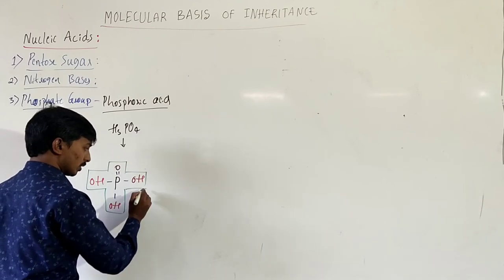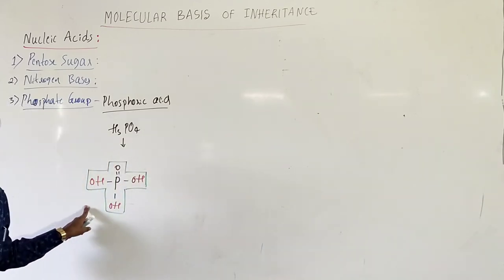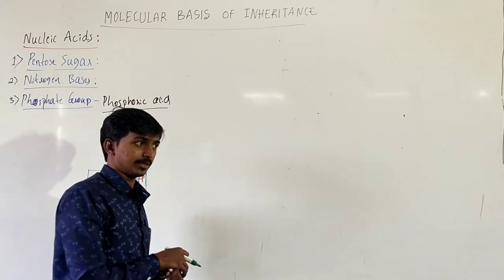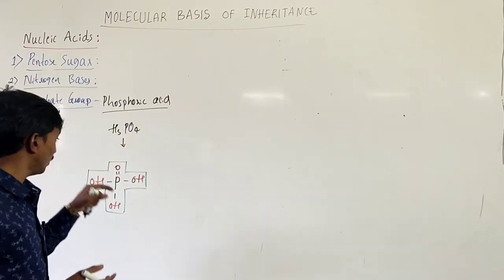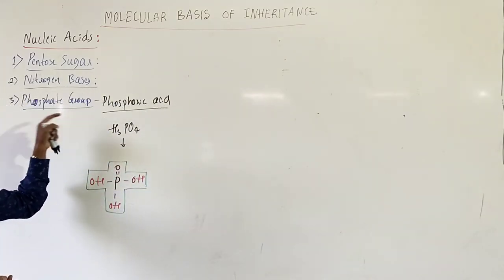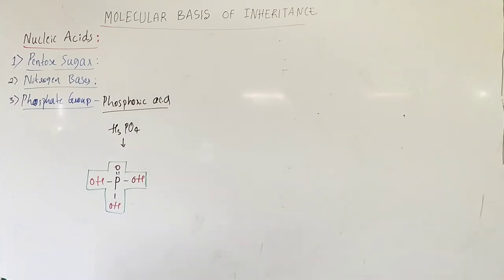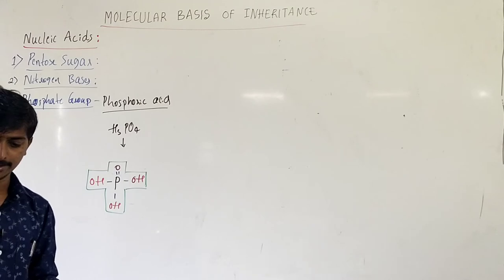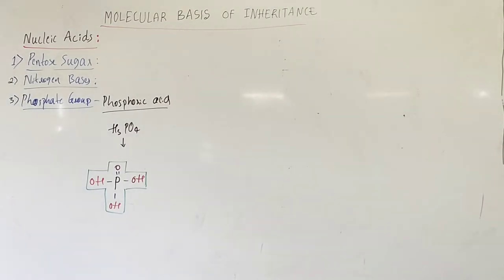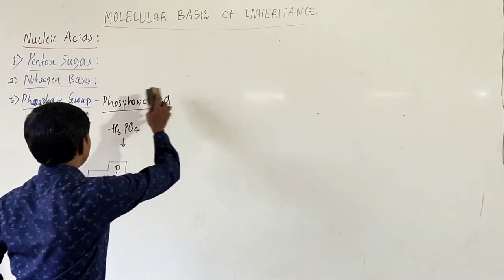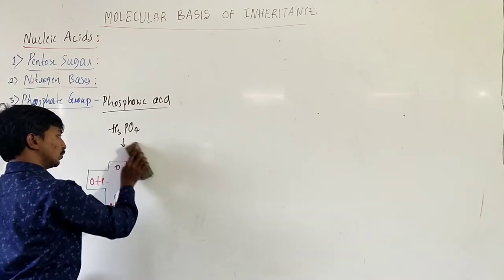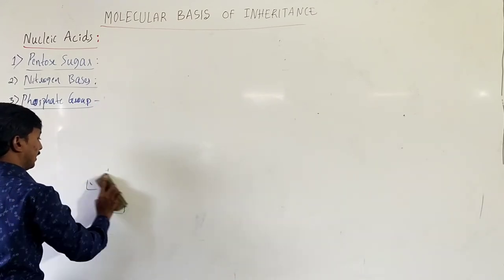You should remember that this is the one which gives the acidic nature to the DNA. Generally, there is a discussion that DNA is acidic in nature. That acidic nature comes from the phosphate group, which makes DNA one of the acidic components in the nucleus. So these are the three components of DNA or RNA. Then we'll see how these three components combine together to form DNA or RNA.